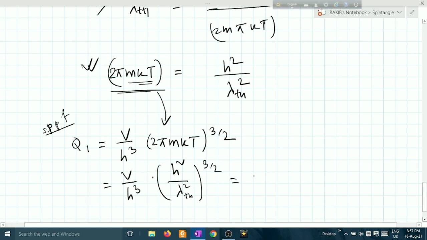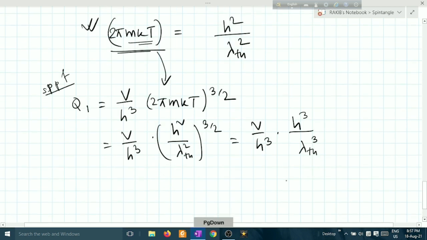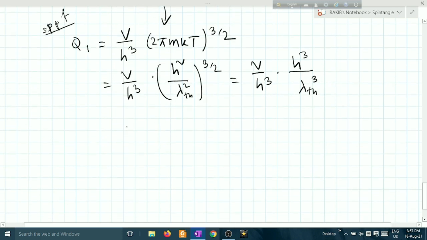This means it becomes V upon h cube, and here I think in the numerator it will be h cube, and in the denominator it will be lambda thermal cube, and I think I am correct. Okay, check this thing. The Q1 becomes, here they will cancel with each other. So it will become V upon lambda thermal cube.